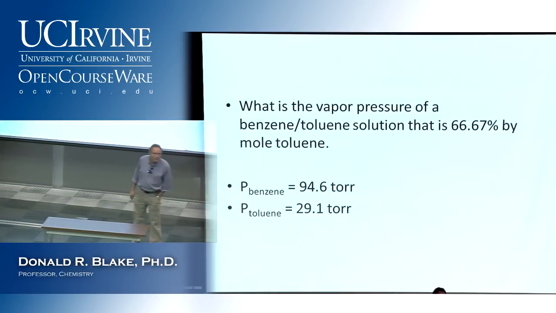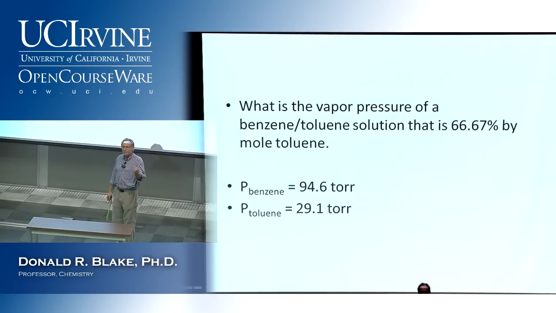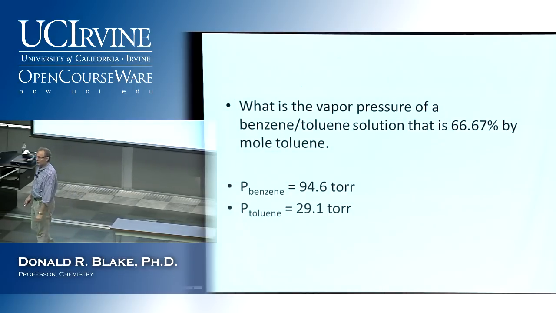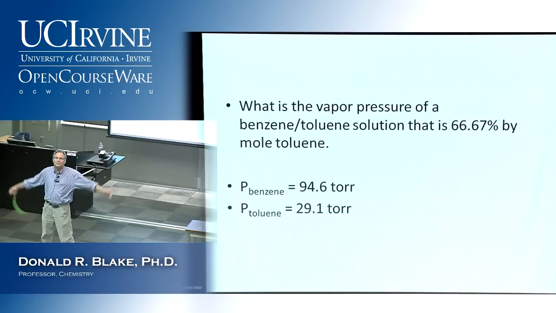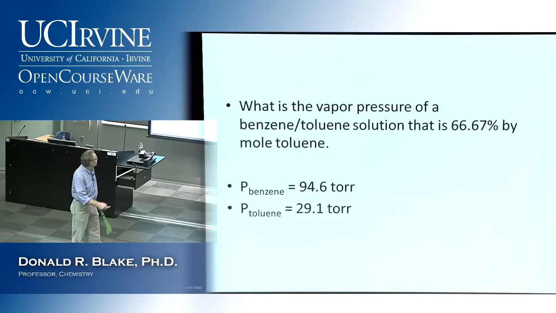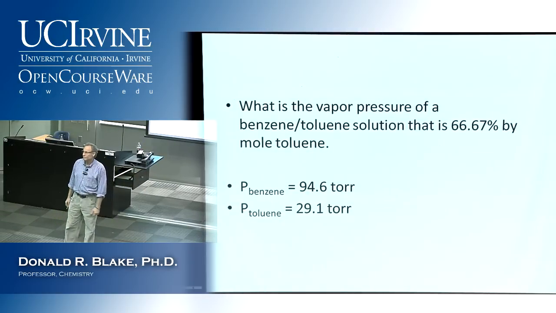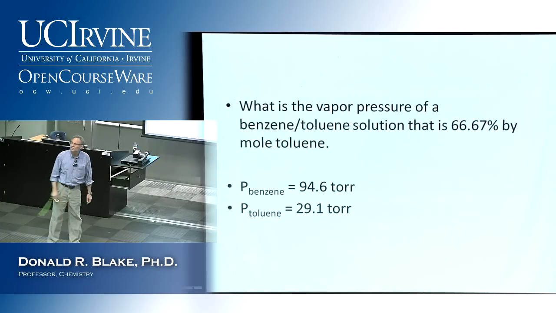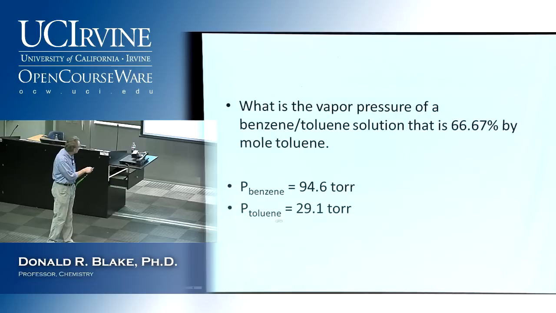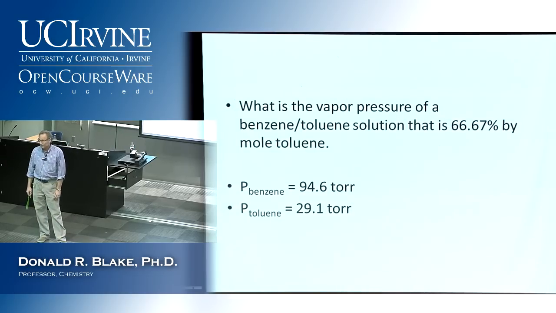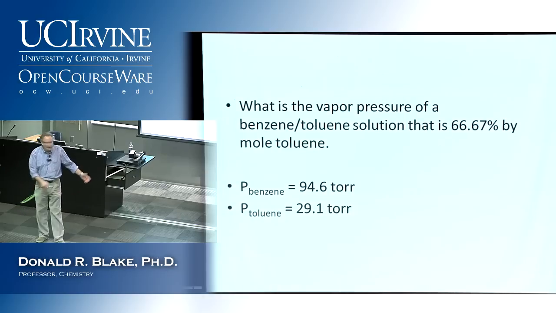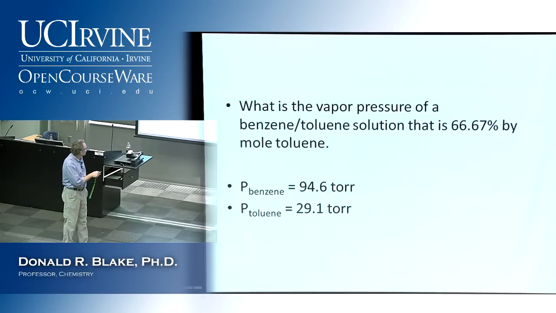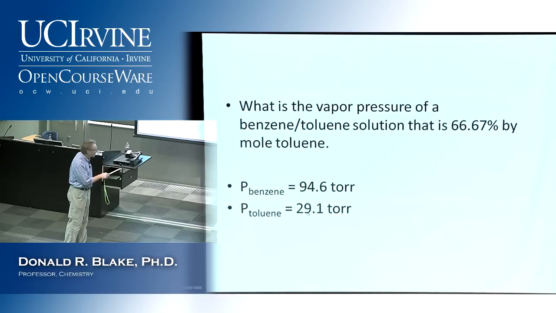Okay, so folks, you look at this question, and the first thing I want you to do is to just estimate what the pressure is. What's the most the pressure could absolutely be? 94.6 torr. If you had pure benzene, you'd have 94.6 torr. If you have pure toluene, you've got 29 torr. You can never get higher than the highest one. So we've got almost 100 and we've got 30.